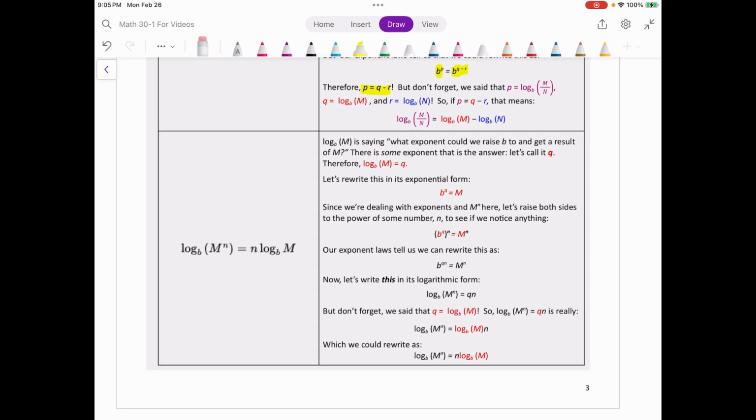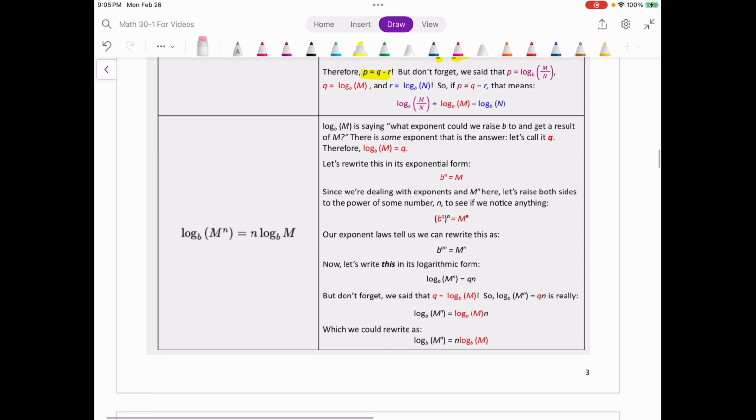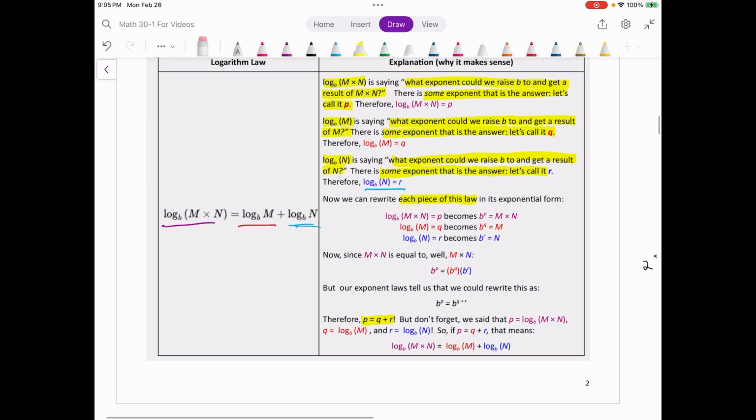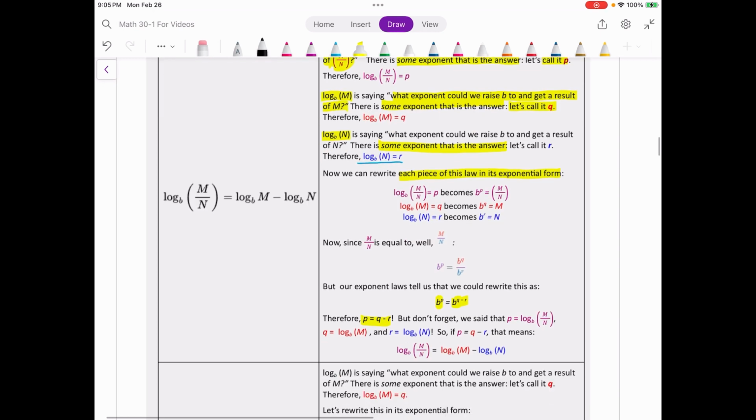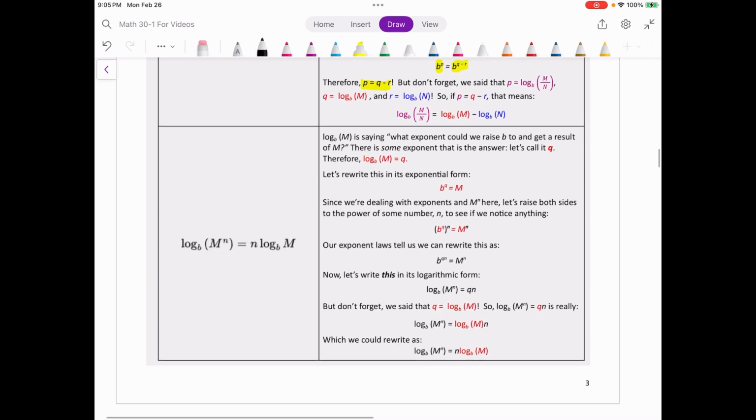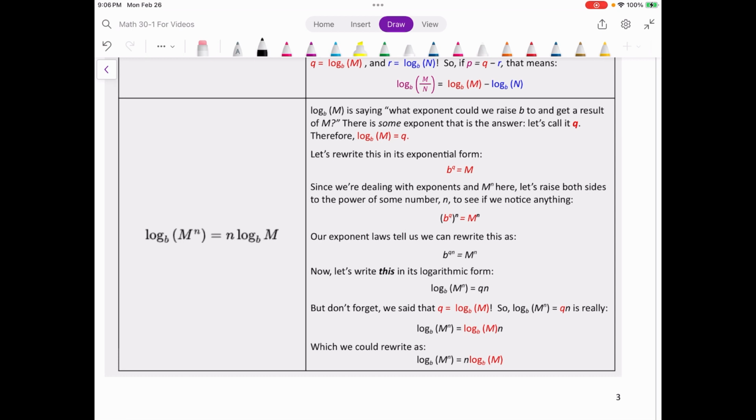And so once again here, we see the connection to the exponent laws. We knew that when we multiplied powers, we add the exponents. Multiplication, addition, connection. When we divide powers, we subtract exponents: division, subtraction, connection. And when we had an exponent to an exponent, we end up multiplying. But let's prove why this last log law here makes sense.